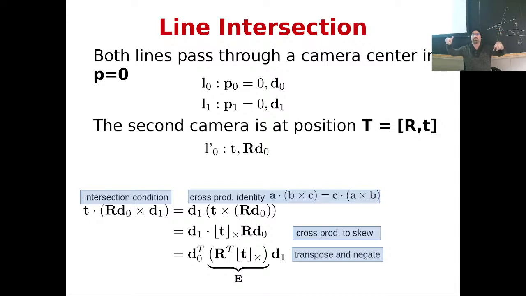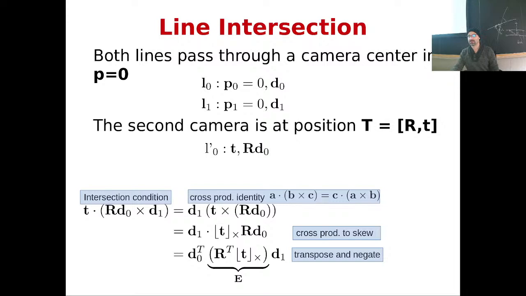Okay? And they are both passing for the origin. Now, let's say we want to express the position of these two lines, each one with respect to its reference frame, if we assume that we know the position and the orientation of the first camera with respect to the second. Or the second camera with respect to the first. It's the same. Okay? Clear?